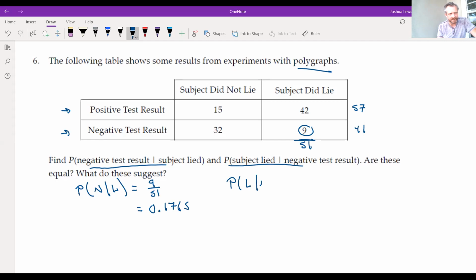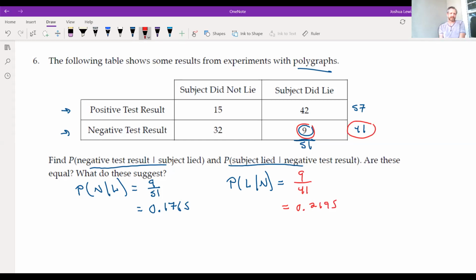Now we can also compute this conditional probability. Lie given negative test result. Well, these negative test results, right? That's my denominator. There are 41 negative test results. How many of those did lie? Well, 9. And what do we get? Well, in this case, 0.2195.